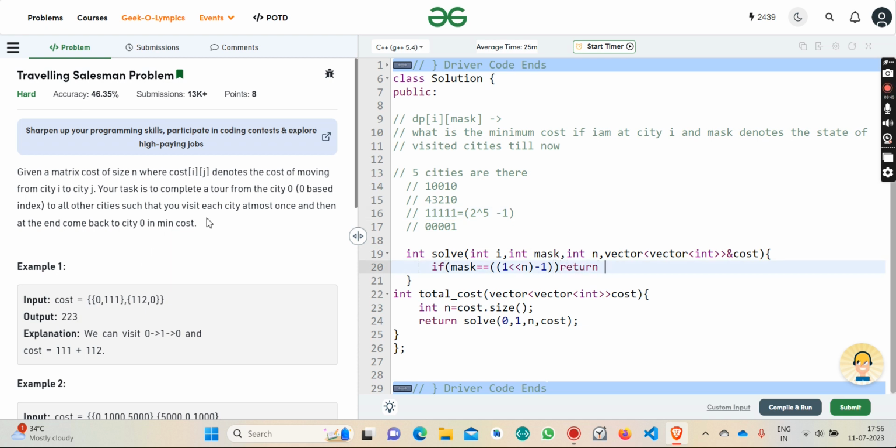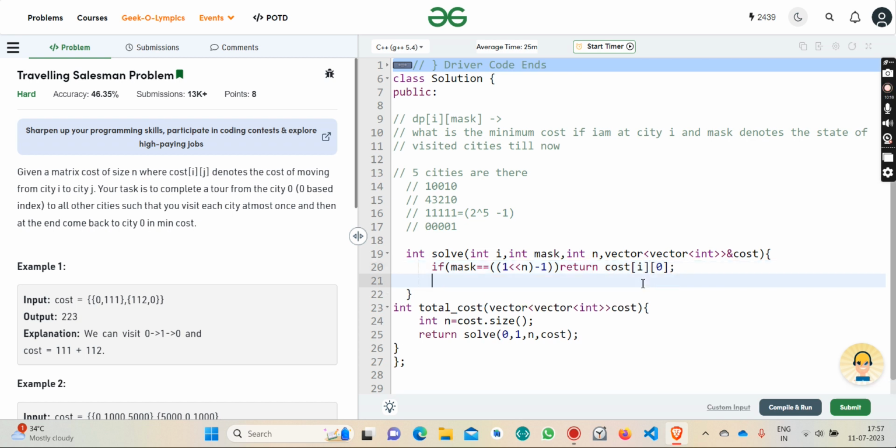And since we have also been asked to visit city 0 again, means return to city 0. Suppose I am at city I. After visiting this, I can say that all the cities have been visited, but I also have to return from city I to city 0 again. That's why it will cost you cost of I comma 0 for returning to city 0. I hope it's clear.